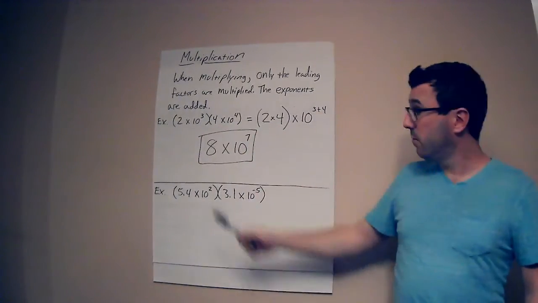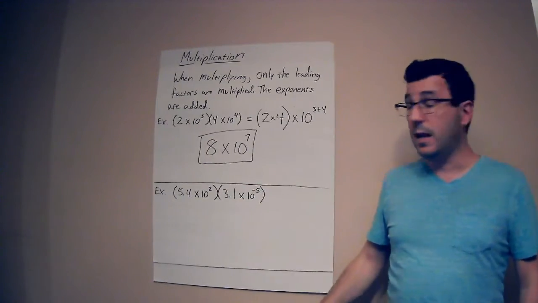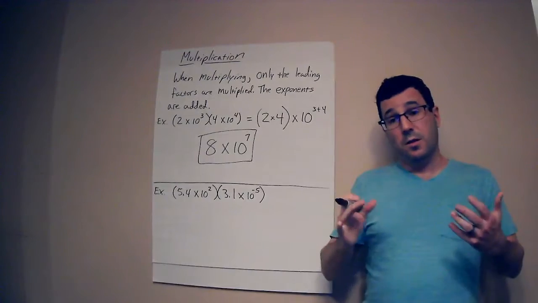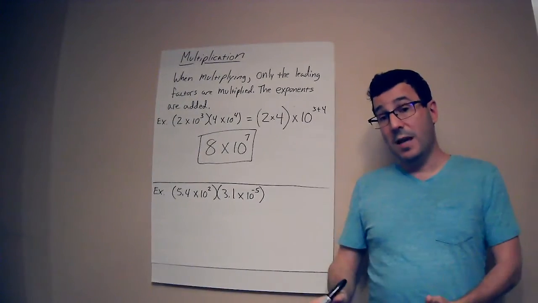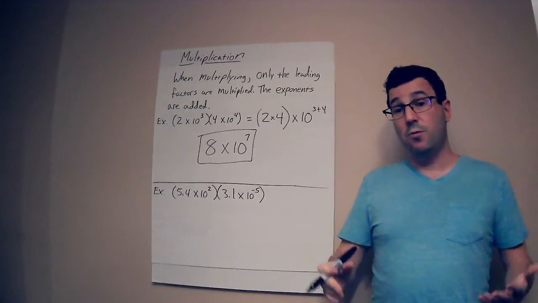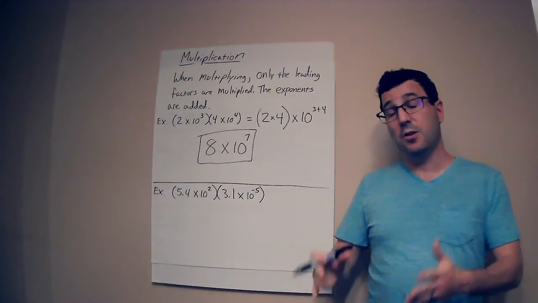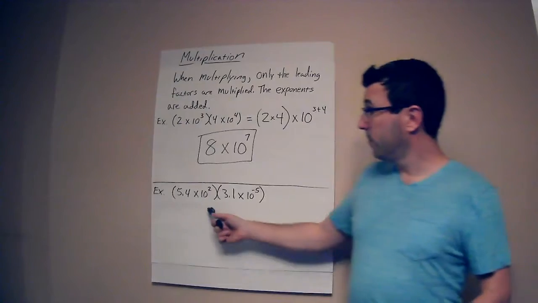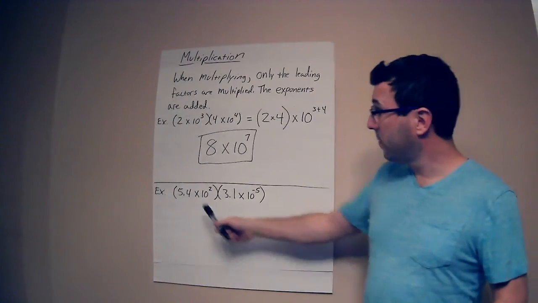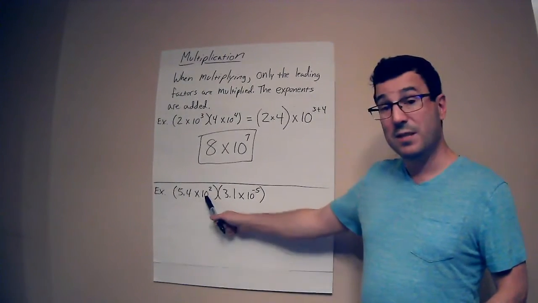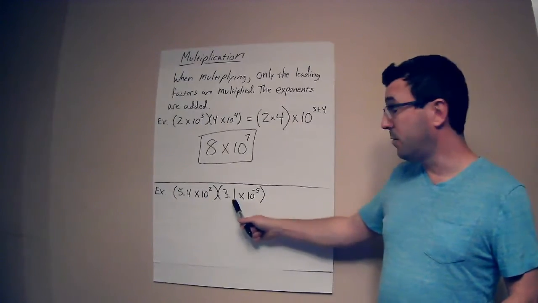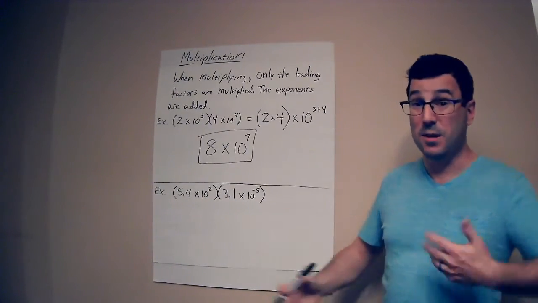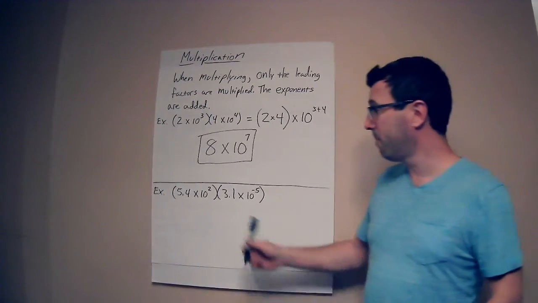That's my answer. 8 is between 1 and 10. We got a power of 10 there. The problem to look for when we're dealing with multiplication now is if my two leading factors multiply to a number that is 10 or greater. So like in this example here, 5.4 times 10 to the second times 3.1 times 10 to the fifth. Again, I'm throwing a negative in there so we can see what happens with it.